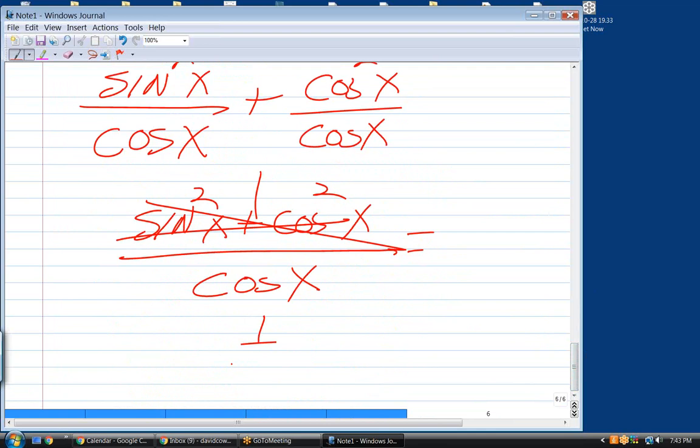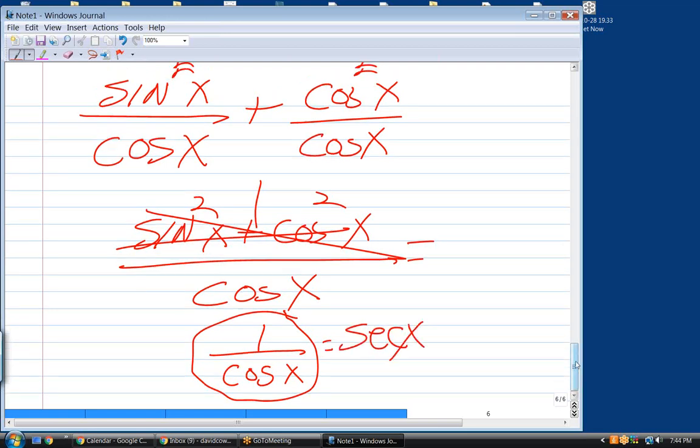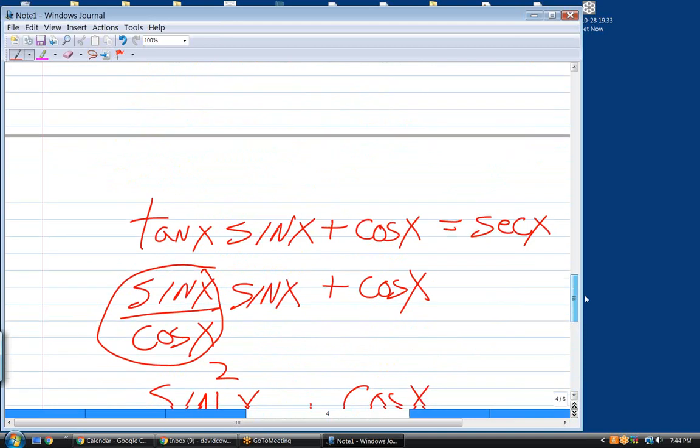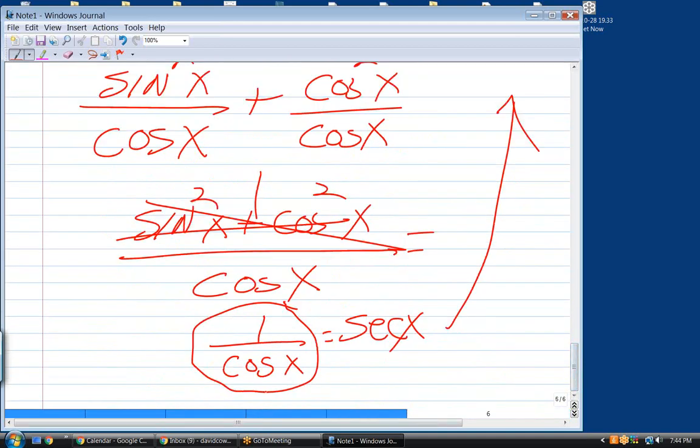Now, there's another tradition that mathematicians like when they're dealing with trig functions, and that is they don't like leaving a trig function in the denominator of a fraction, not if they can help it. So I'm going to turn that into the reciprocal of it. The reciprocal would be secant. And that's what was on the right side all along. So that proves it. To me, that's all you need to prove it, is to make the left side look exactly like the right.